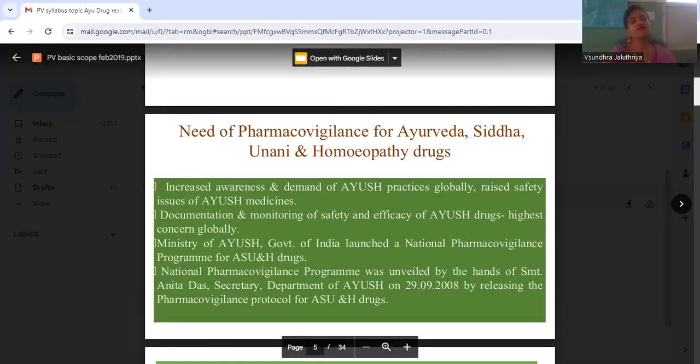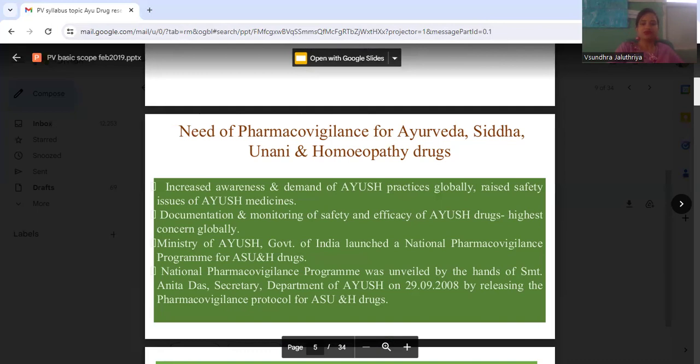Need of pharmacovigilance for Ayurveda, Siddha, Unani and homeopathy drugs. Increased awareness and demand for Ayush practice globally has raised safety issues on Ayush medicines. Documentation and monitoring of the safety and efficacy of Ayush drugs is a highest concern globally. The Ministry of Ayush, Government of India launched a National Pharmacovigilance Program for Ayush drugs.